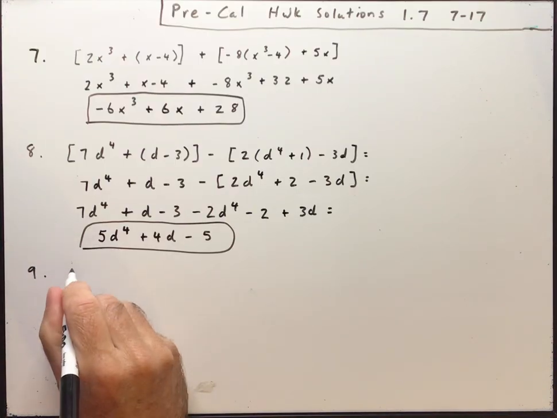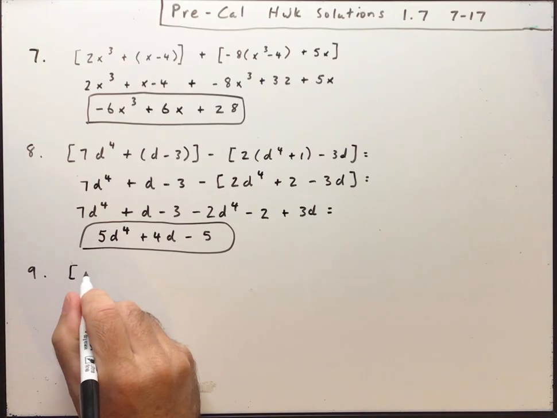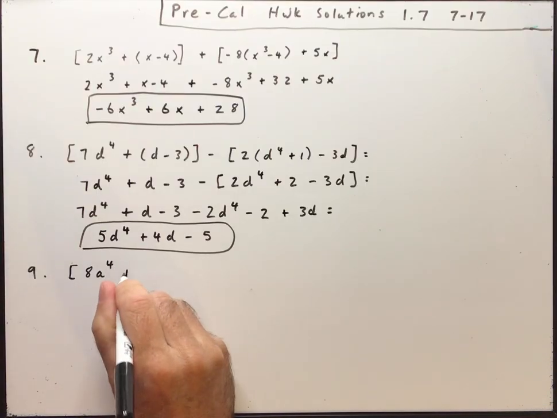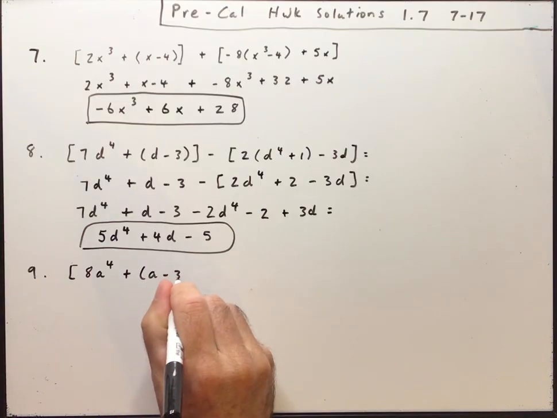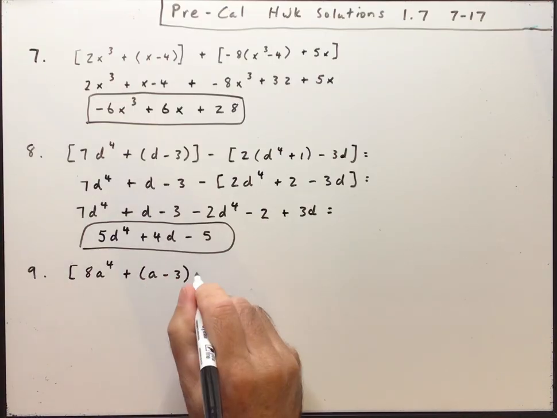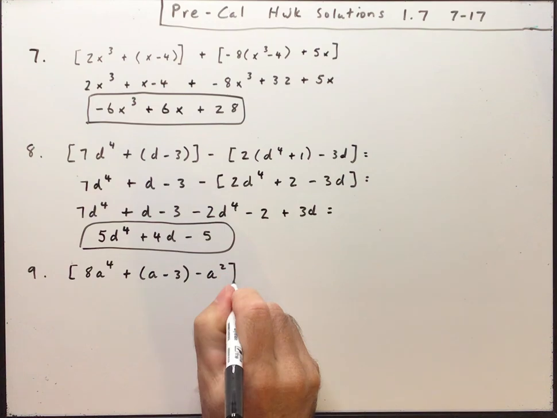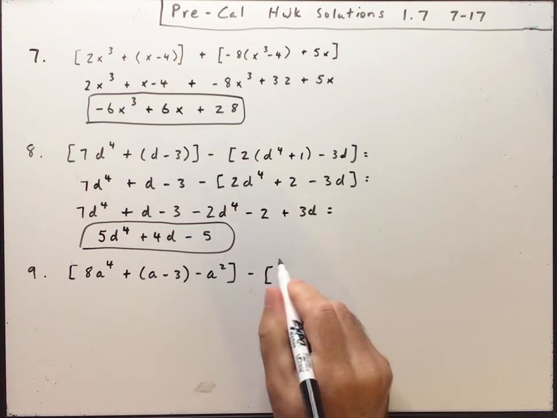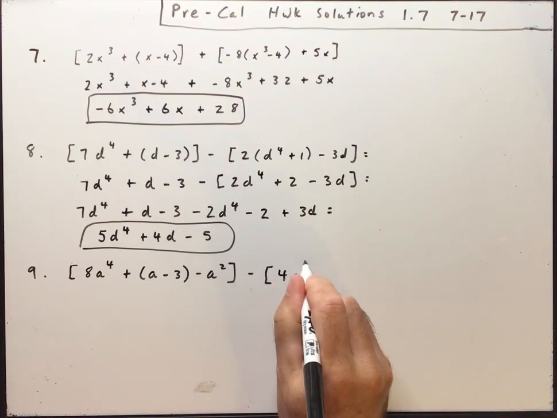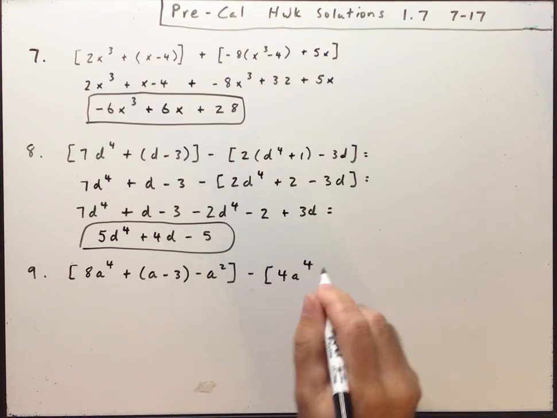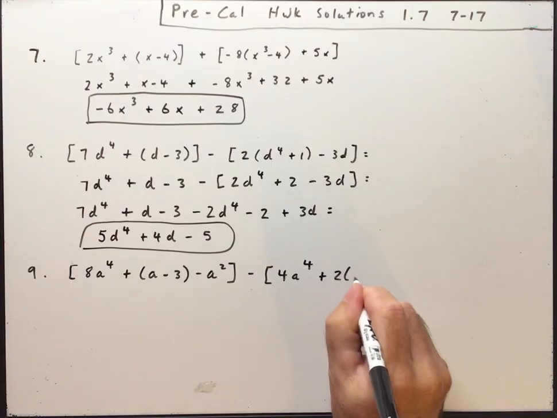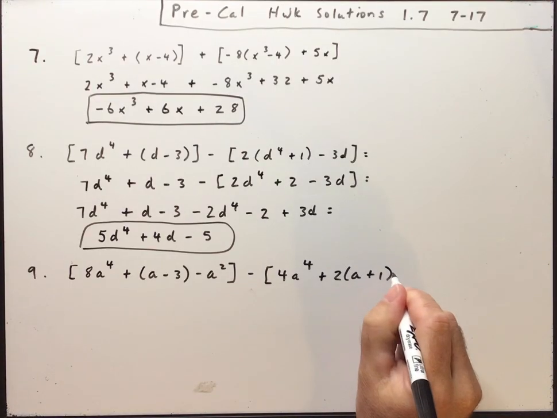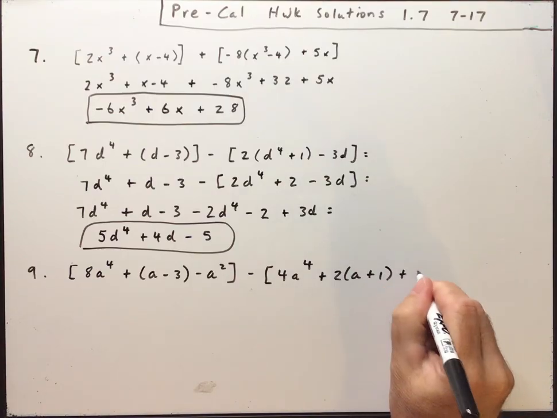Number 9. So you've got 8a to the 4th plus quantity a minus 3 minus a squared, and then minus, got a bracket, 4a to the 4th. So I'm double checking I write all this down correct. Plus 2 times quantity a plus 1 plus a squared.